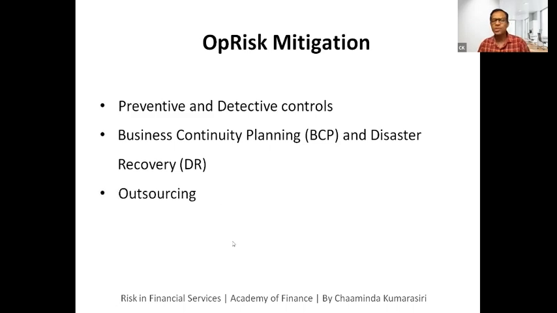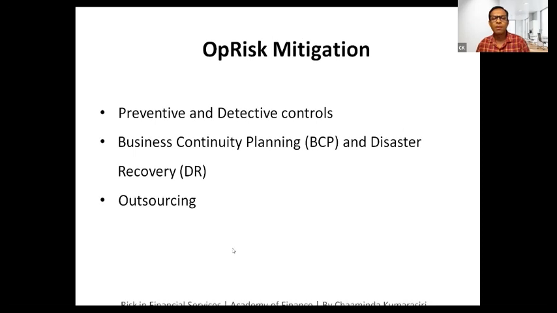Then we have outsourcing, right? Outsourcing is also an arrangement, a mitigation we discussed earlier as well. So you hand over a certain part of your operational task to another party so that you transfer your risk from your organization to another party. Then we have the insurance we discussed, right? That is also a mitigation measure.